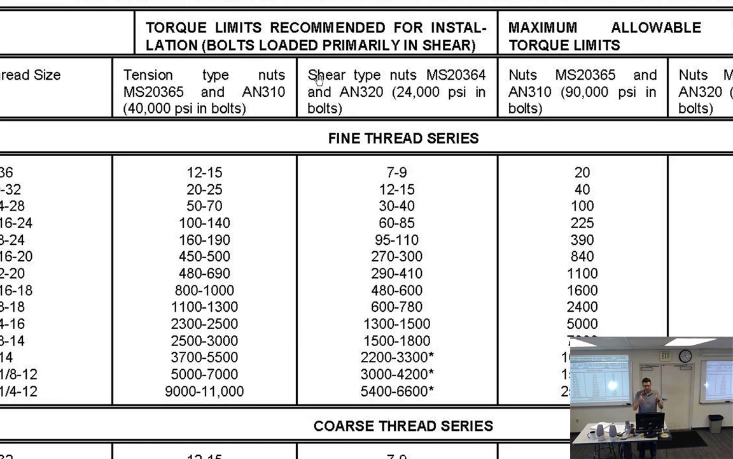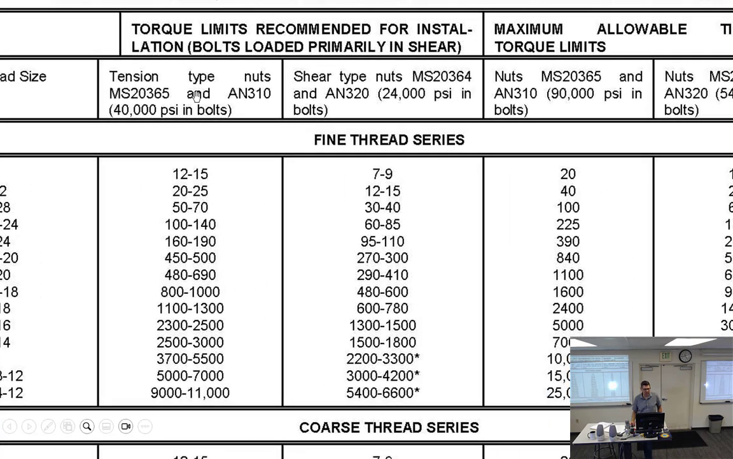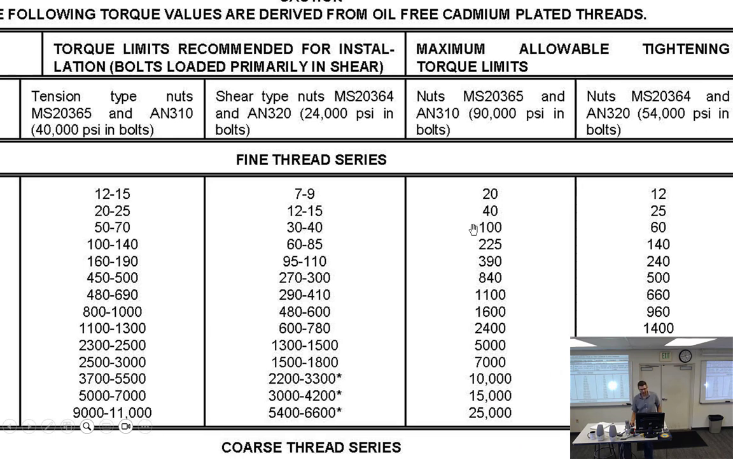Follow? So we look at this and we say, okay, I have a quarter inch bolt. And oh, by the way, you have one column here. It's tension recommended. So this is the recommended. Then we skip over here and this is the maximum tension. And this is a recommended shear. Then over here is the maximum shear.